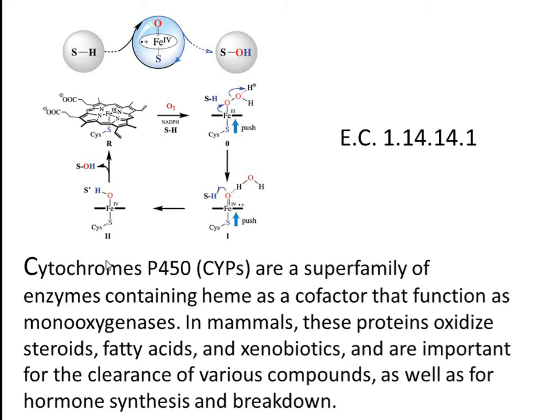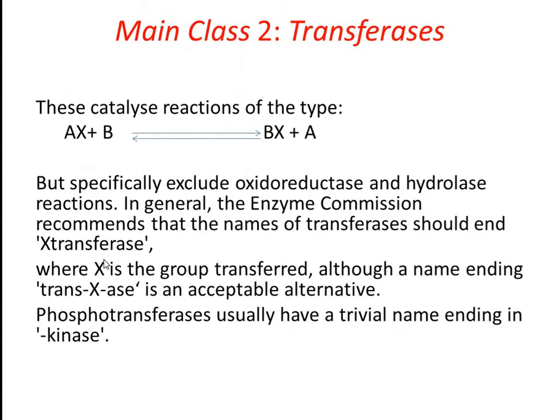Now we will see the second main class, that is transferase. Transferases are the enzymes which catalyze reactions of the type AX plus B into BX plus A, but specifically it excludes oxidoreductase and hydrolase reactions. In general, the Enzyme Commission recommends that the name of a transferase should end with X transferase, where X is the group transferred, although a name ending trans Xase is an acceptable alternative.